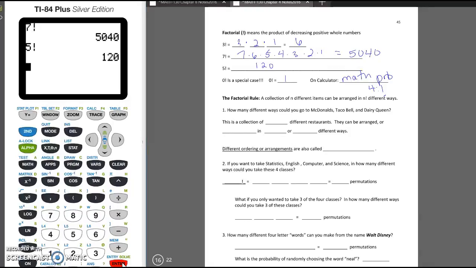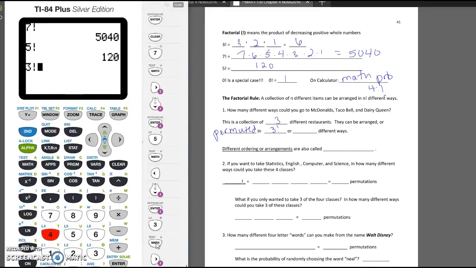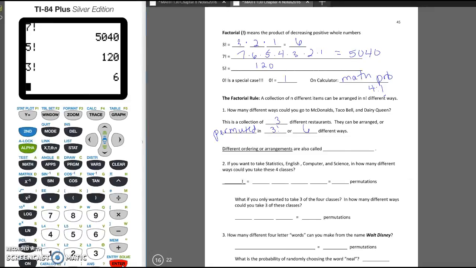So number 1 here says, how many different ways could you go to McDonald's, Taco Bell, and Dairy Queen? So this is 3 different restaurants. So they can be arranged, or the fancy word here is permuted, in 3 factorial different ways. So if we do 3 and then go math over to PRB and choose number 4, we see there are 6 different ways of the orders that we could go to those 3 restaurants. So different ordering or arrangements are called permutations.